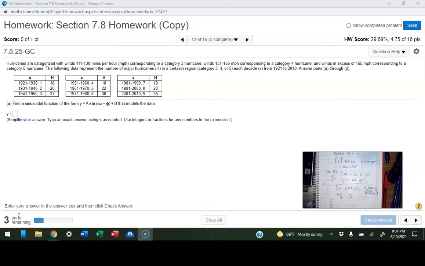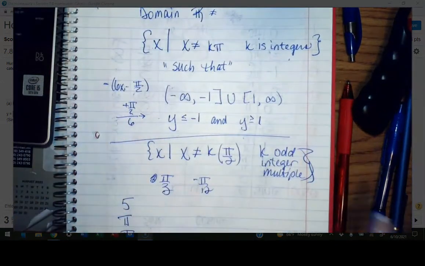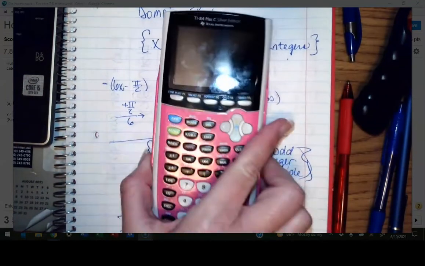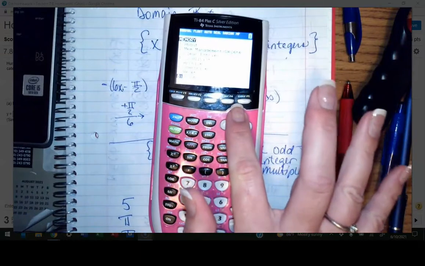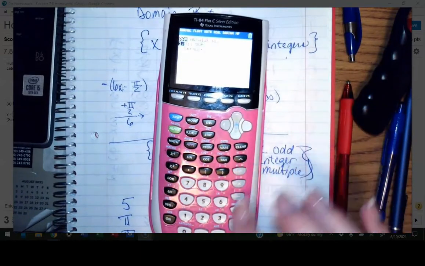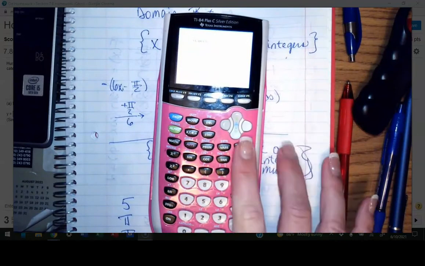So what I'm going to do is show you on my calculator how to get this entered. The first thing I want to do is clear my memory just so that I have a clean slate everywhere I go.